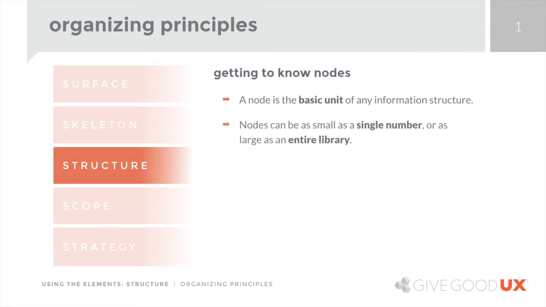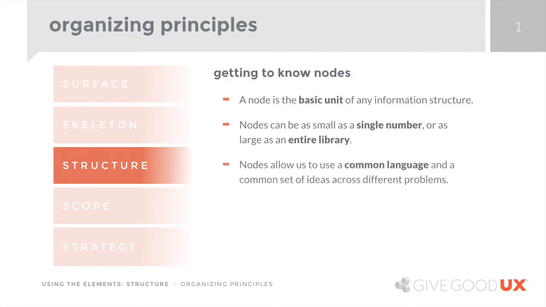A node can be as small as a single number, which could be the size of a t-shirt, or as large as an entire library, which could be something like men's apparel. By dealing with a node instead of specific details, we can use a common language and a common set of ideas across many different kinds of problems.